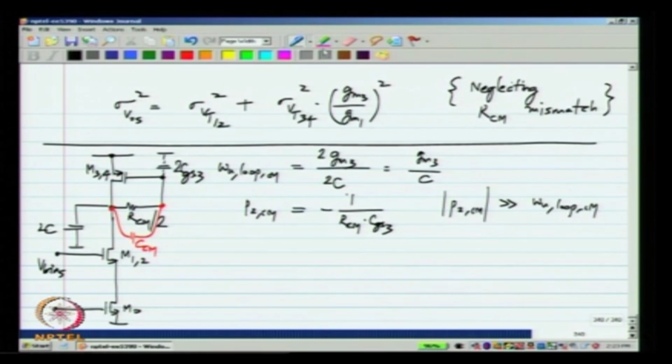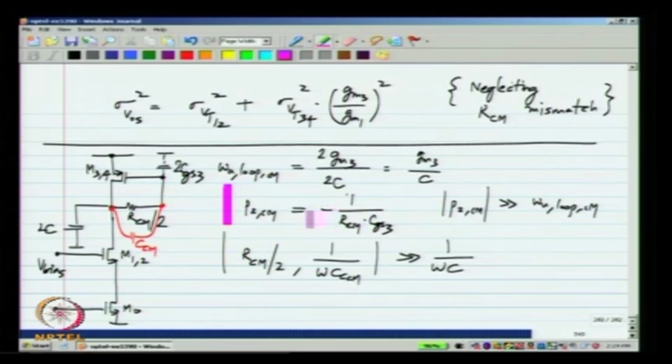Now, the pole and 0 calculation in this case is a little complicated, but what I will assume is that the impedance of RCM by 2 and the impedance of the CCM are much more than the impedance of the load capacitor, because when you have these coupled RCs, you have this C and then R and then C, you will have some poles which cannot be calculated so simply. Even this is an approximation.